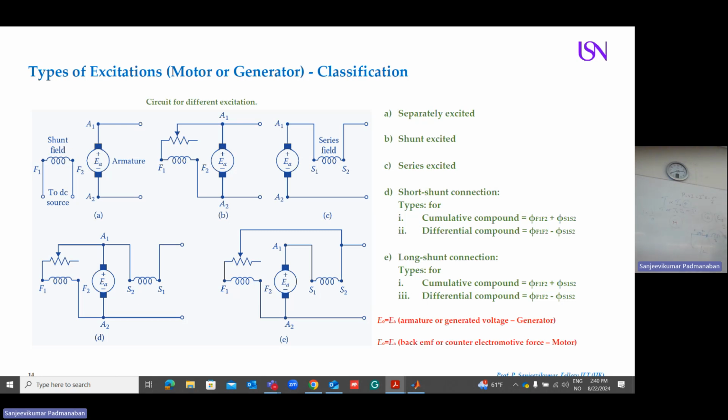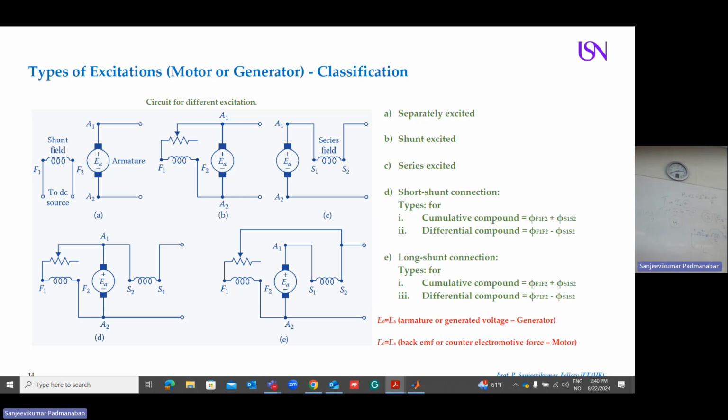What is a compound motor? How it is connected, that's most important. You can have a look. This is my rotating part, the armature. This is my field winding. If I consider only these two, it is a shunt motor. But I put an additional winding here, S1 and S2.